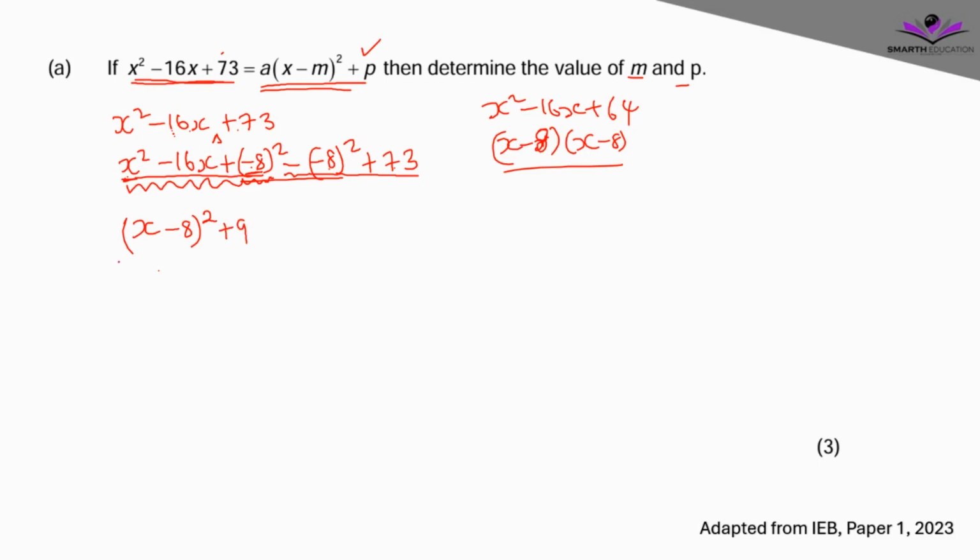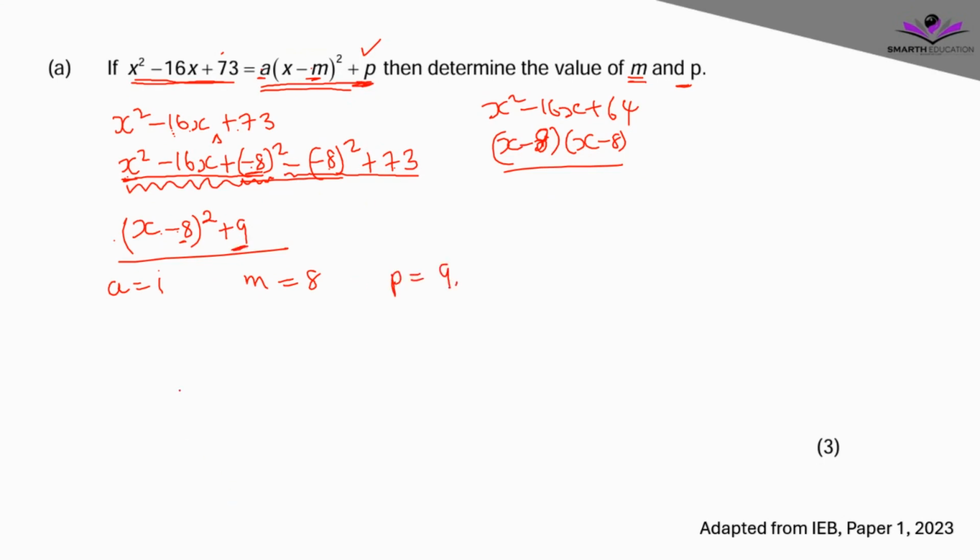Now let's compare the two. It means our a is 1. You can see that there's an invisible 1 here, but we're not asked to find a, m and p. But let's just write it. a is equal to 1. Then what about m? m should be 8. We have x minus m here. We have x minus 8 here. So it means m is equal to 8. And then this is p, and p is equal to 9.